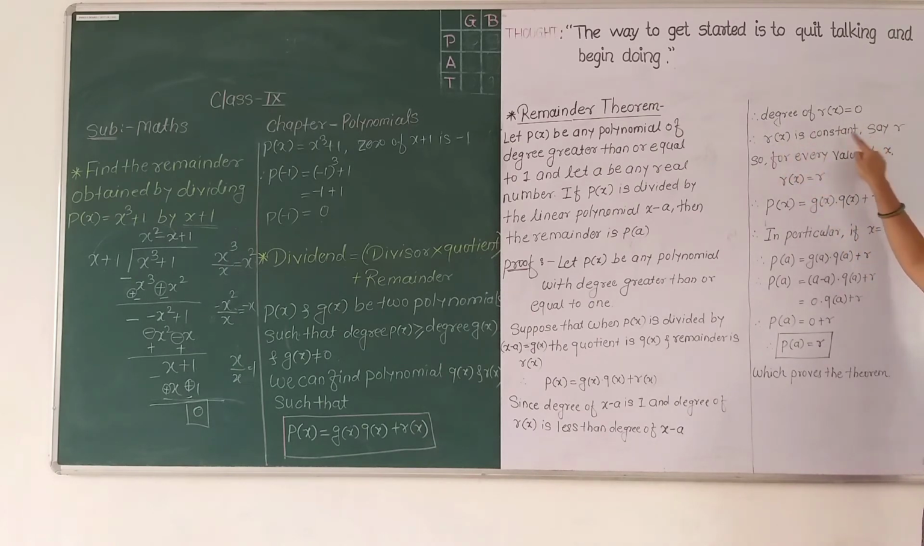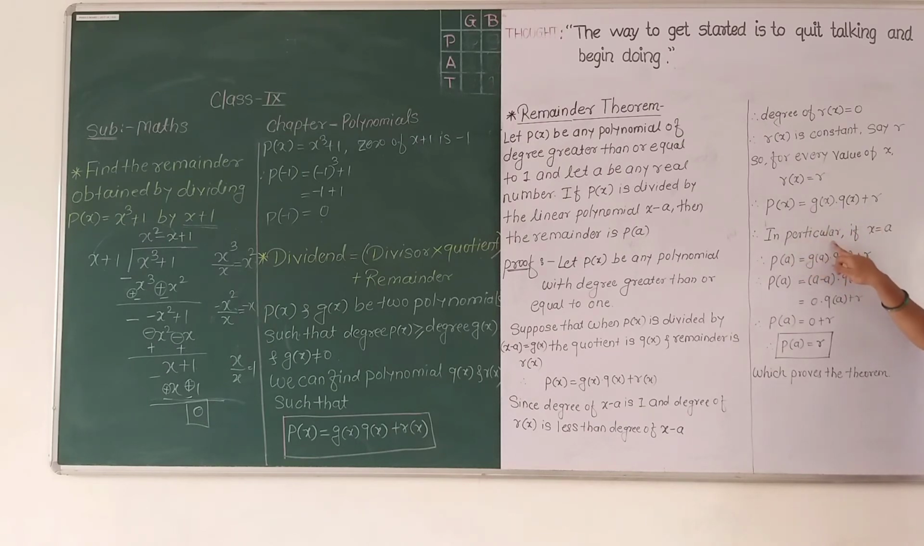We say that r(x) is equal to r, since for every value of x we get r(x) equal to r. Since r(x) is a constant polynomial, r(x) must be equal to r. There is no variable present, it is only a number. So we can write r(x) is equal to r. So p(x) is equal to g(x) times q(x) plus r. Instead of r(x), I write here r.